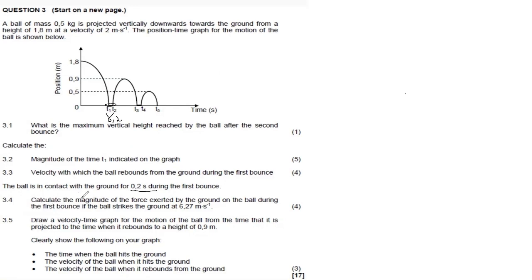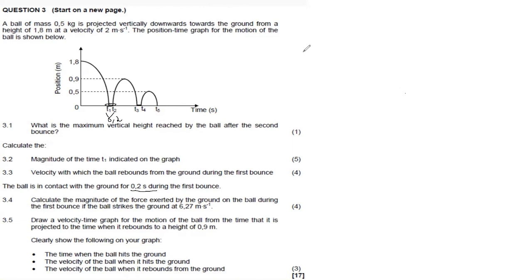Now 3.4 says calculate the magnitude of the force exerted by the ground on the ball during the first bounce if the ball strikes the ground at 6.27 meters per second. Right, so we can see that this is a question on impulse, right? So make sure that you find that relationship between VPM and momentum and impulse as a topic, because they always find a way to just merge it into your VPM topic, right? So always make sure that you are alert of that.